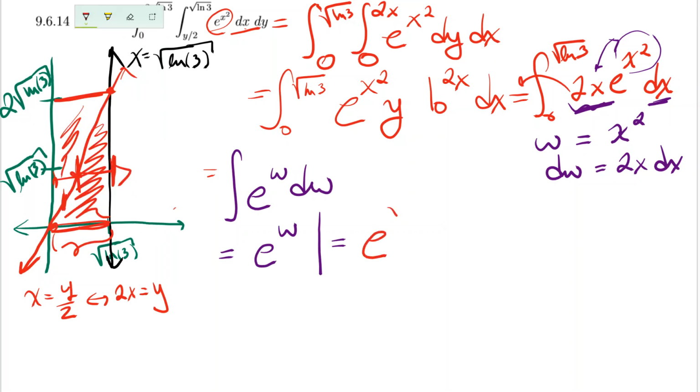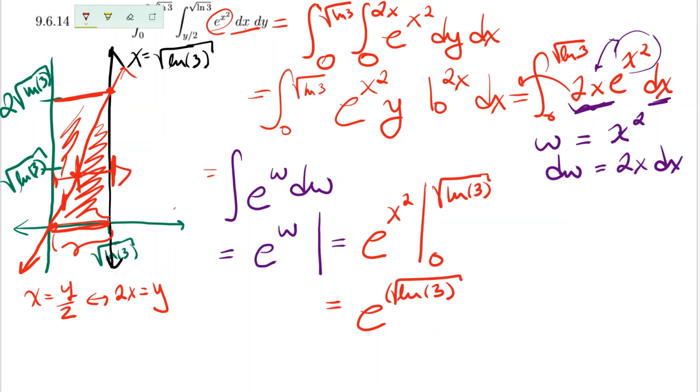So I'm going to substitute back in e to the x squared, and the bounds for this were 0 to the square root of natural log of 3. Let's shove that stuff in. E to the square root of the natural log of 3, squared, minus e to the 0. Oh boy. So, a couple things. Roll it up.